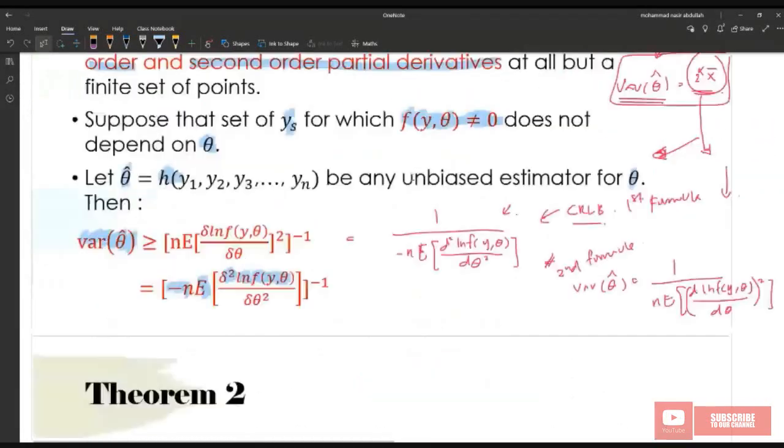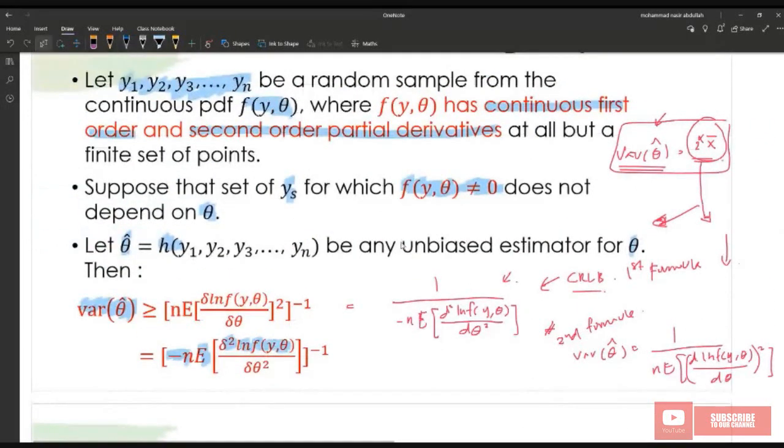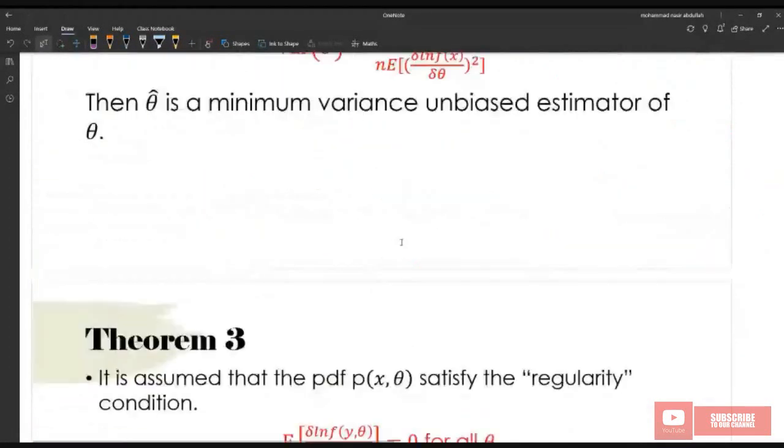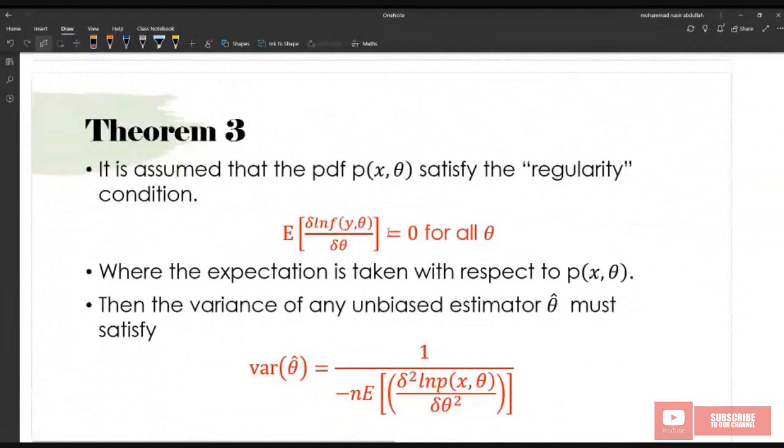So just a reminder, this is the first formula. In this class I call this the first formula, and this is the second formula, right? They are the same, so you can use either one, but this is just a tip. If the expected value of the first derivative is equal to 0, then you can use the first formula, and the calculation becomes easier. If it's not equal to 0, you can use the second formula, or use whichever you like.